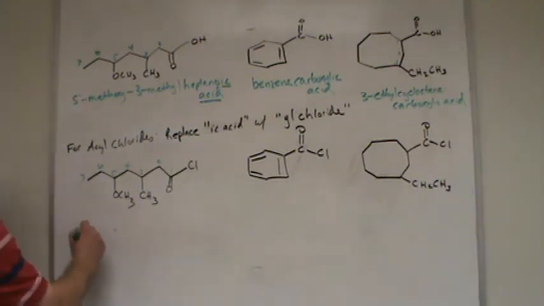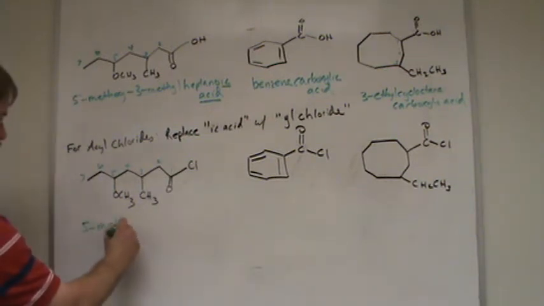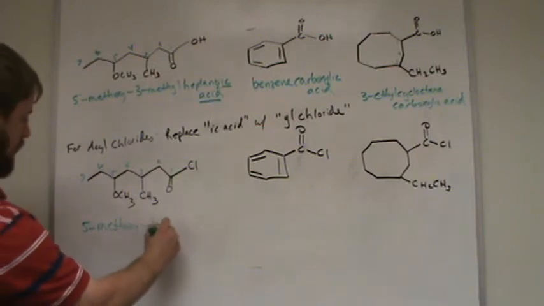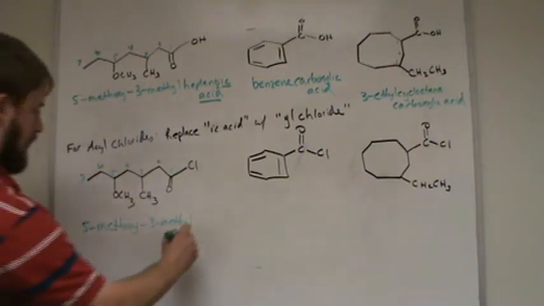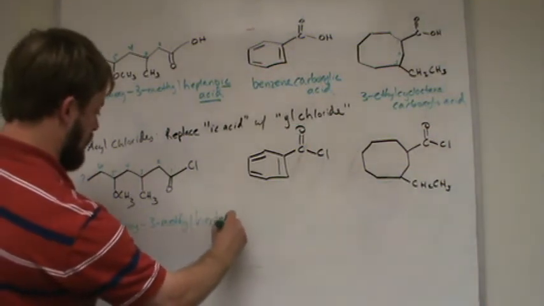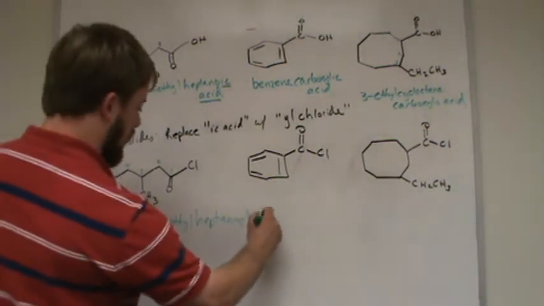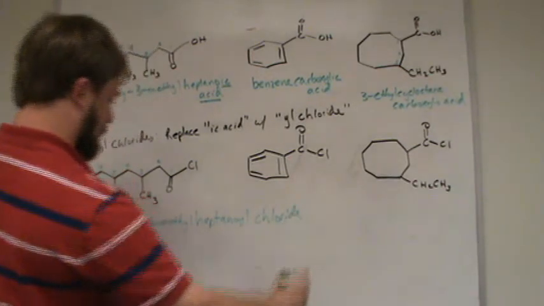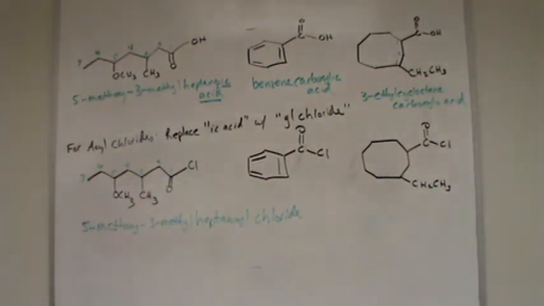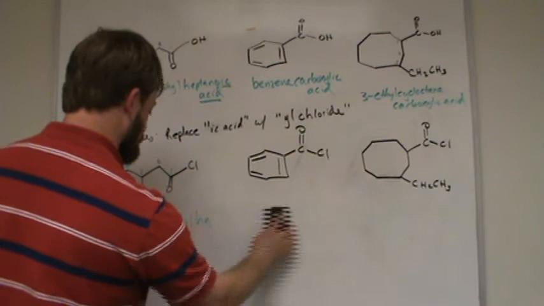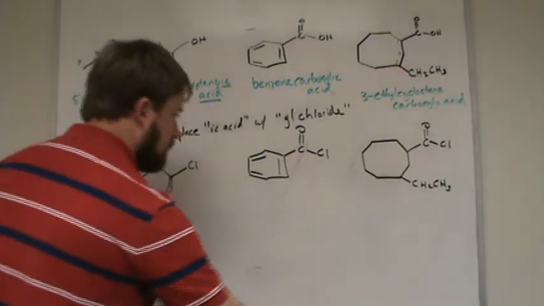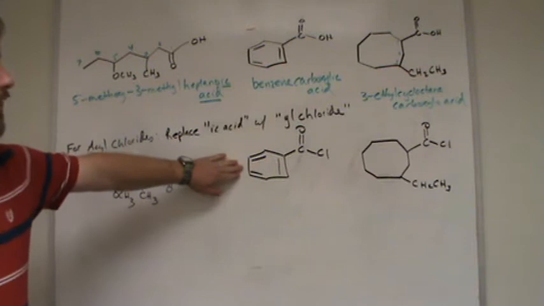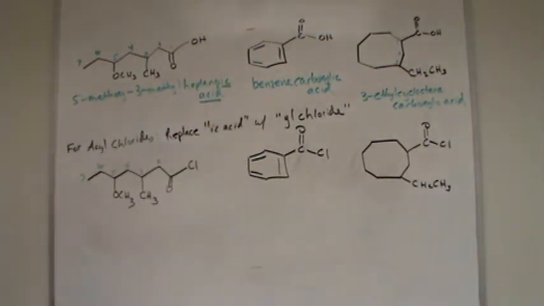And then we've got 5-methoxy, 3-methyl, heptanoyl chloride. Okay. I'm going to erase that name, so pause it if you need to and write it down, but I'm going to erase it so I can write the next one. I'm running out of room. So this is the acyl chloride version of benzene carboxylic acid.